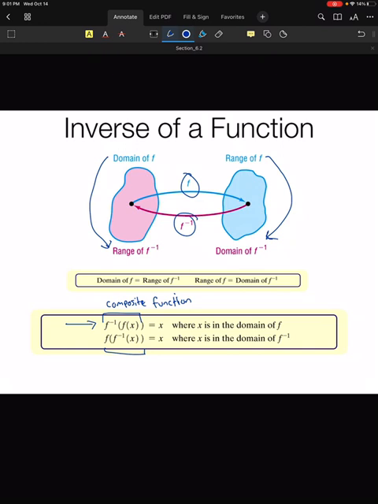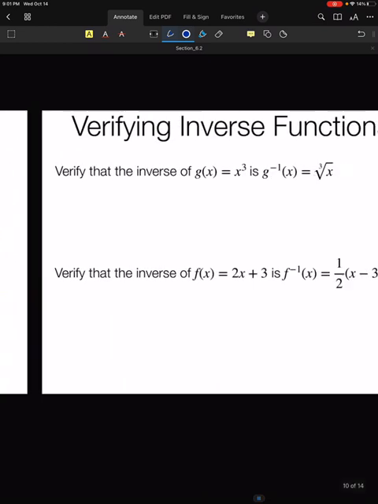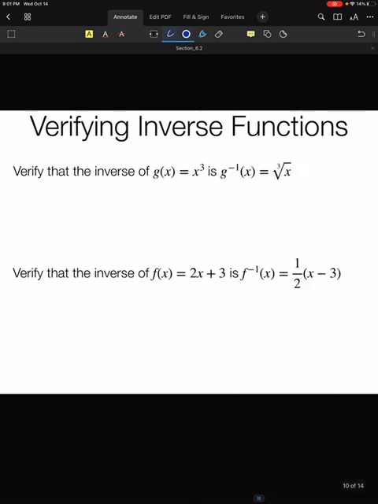So they cancel each other out, so to speak. F inverse and F cancel each other out, and all I'm left with is x. In the same way, F and F inverse, if you switch them, also cancel each other out. I'm just left with x. So we can use that fact to verify if two functions are inverses of each other.